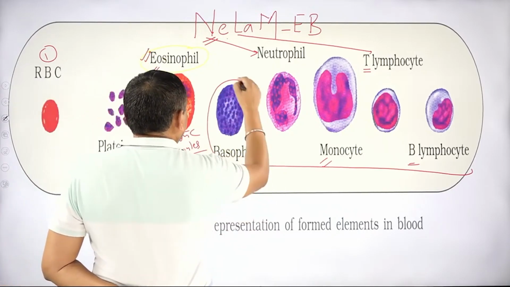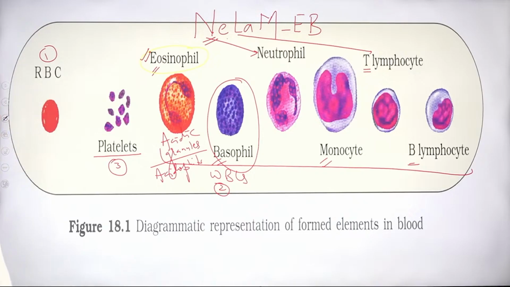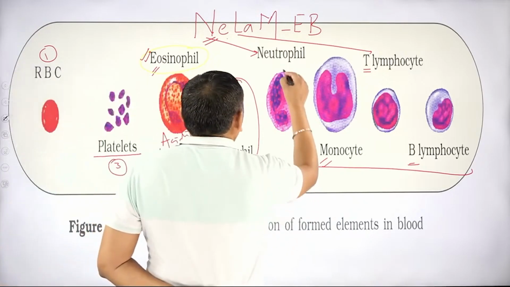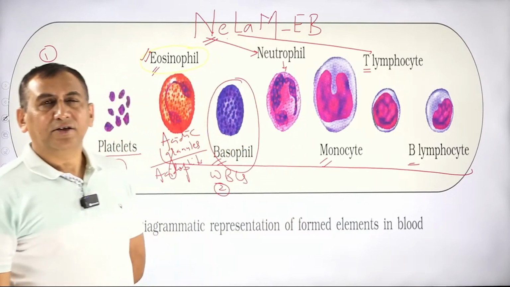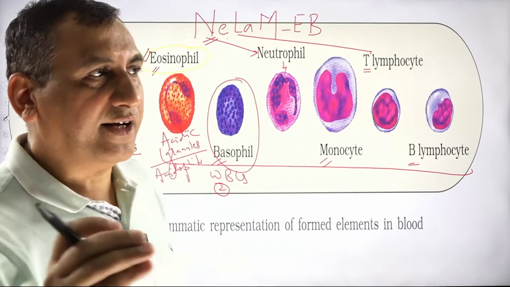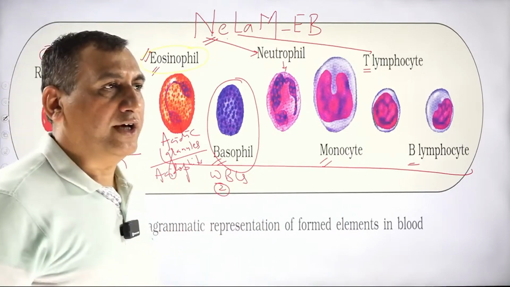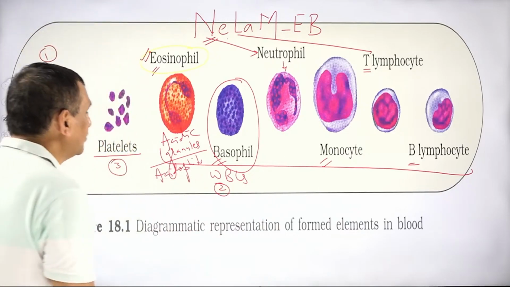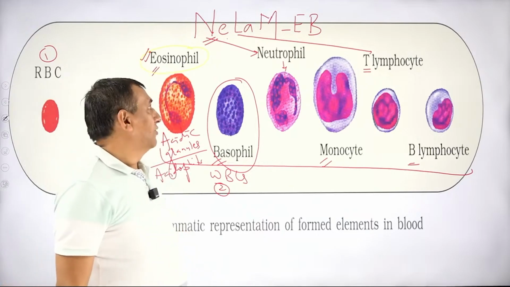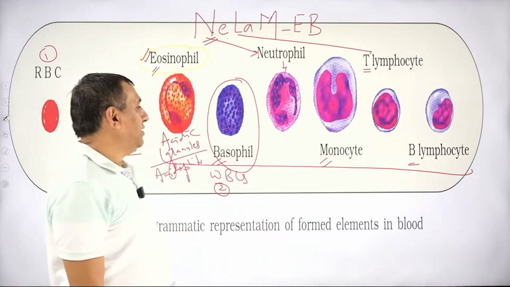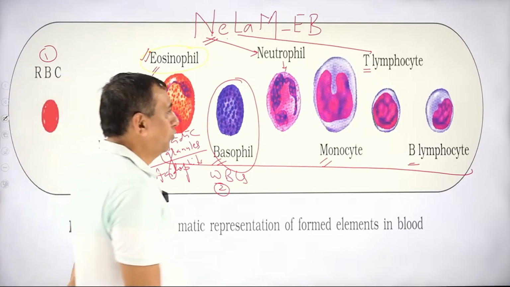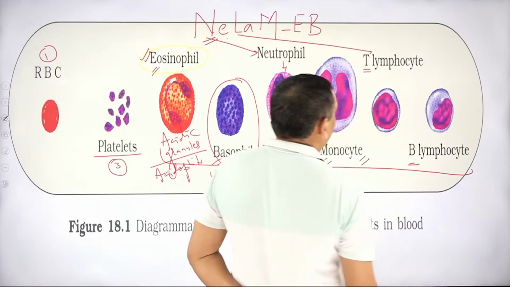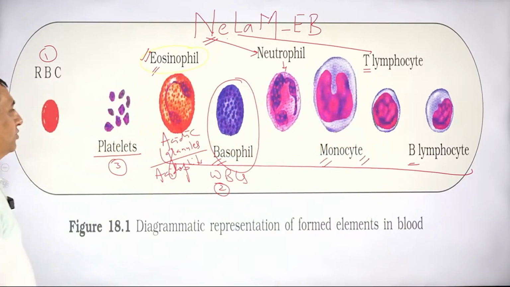The second one has the basic granules. They are known as the basophils. And the third one has granules which neither get stained by acidic color nor by basic color. They are neutral. That is why they are known as the neutrophils. So what are the 3 types of granulocytes? One is the acidophil or eosinophil, one is the basophil, and the third one is the neutrophil. Monocytes and lymphocytes are the agranulocytes. They do not have granules, so they are the agranulocytes.